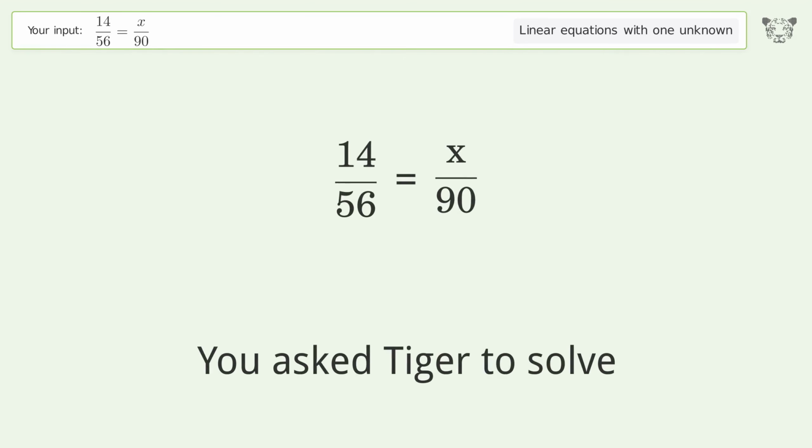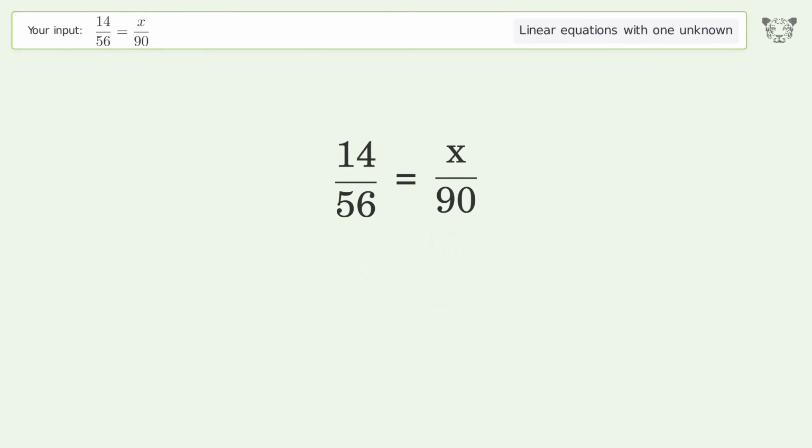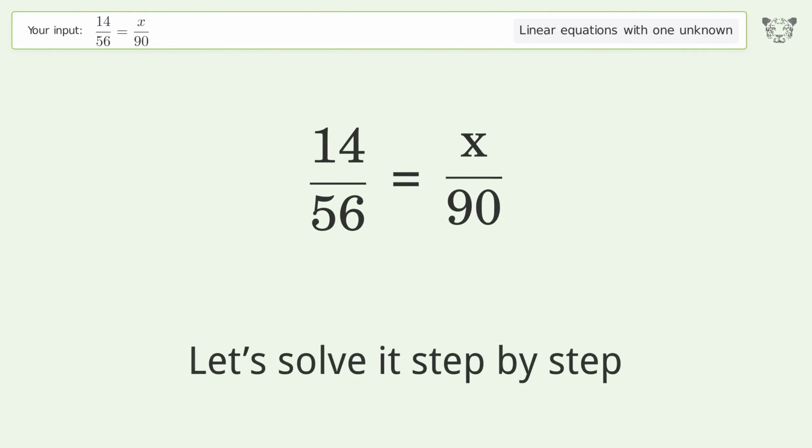You ask Tiger to solve. This deals with linear equations with one unknown. The final result is x equals 45 over 2. Let's solve it step by step.